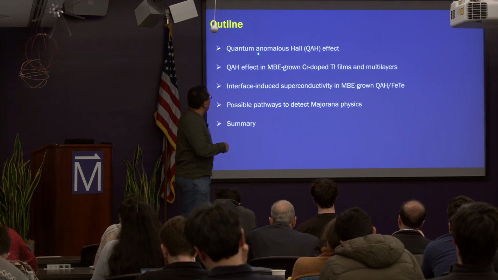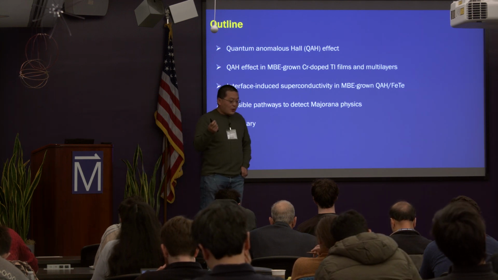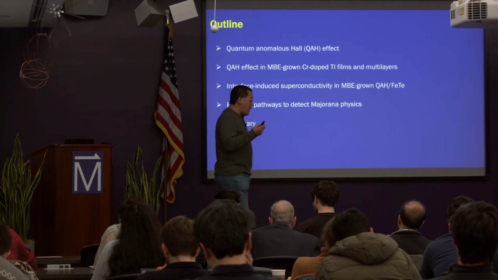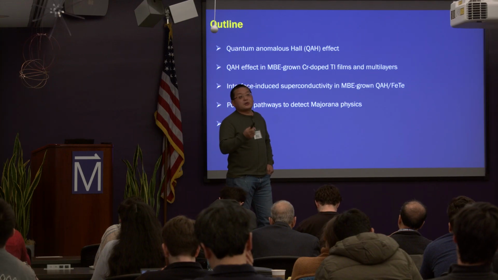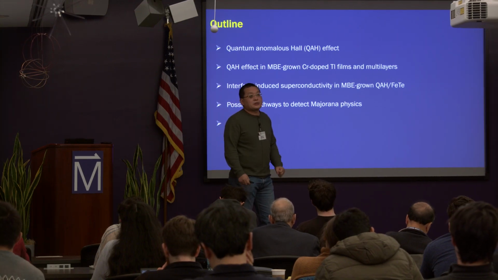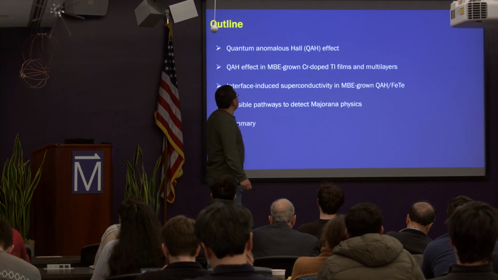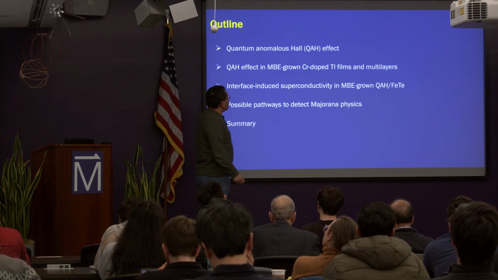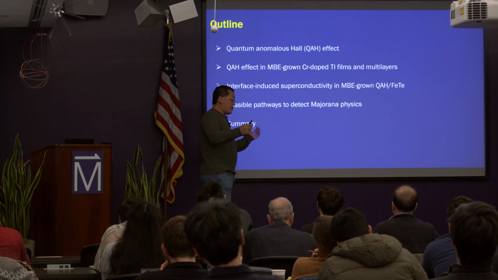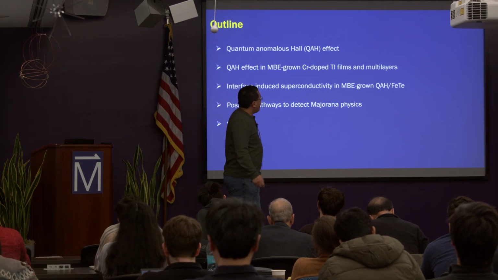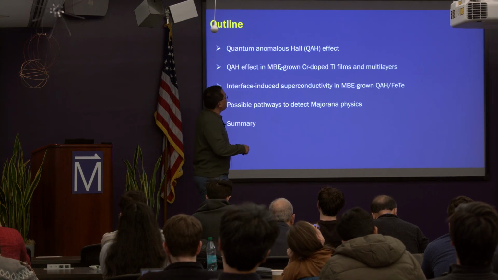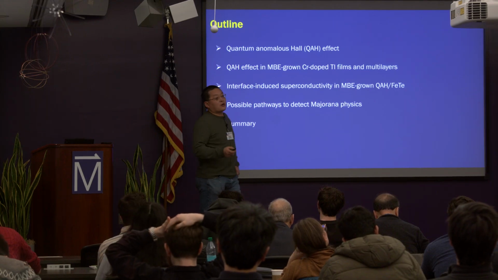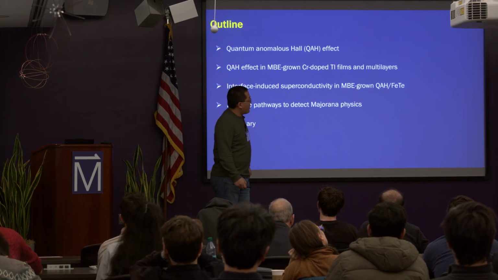First, I will briefly introduce the quantum anomalous Hall effect. Later, I will show you how, 10 years ago, I used MBE to grow magnetically doped topological insulator films to realize the quantum anomalous Hall effect for the first time. In 2017, I joined Penn State, and over almost 10 years, we have continued in this direction and done a lot of work on the quantum anomalous Hall effect in chromium-doped topological insulator multilayers.